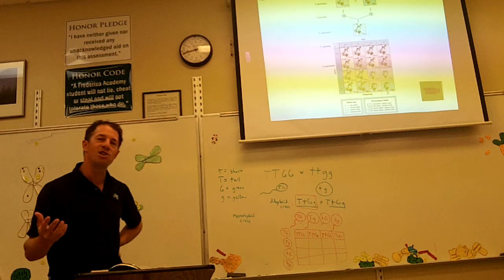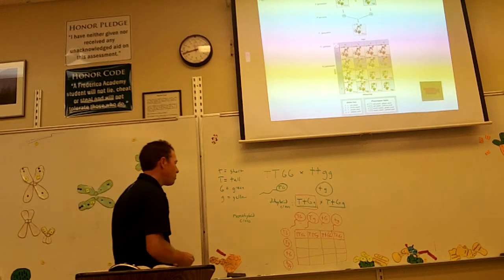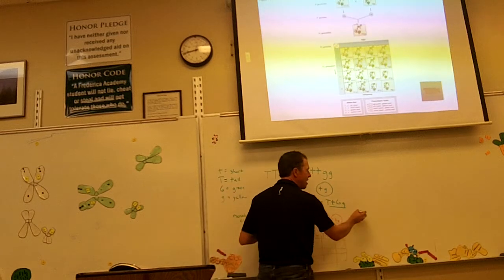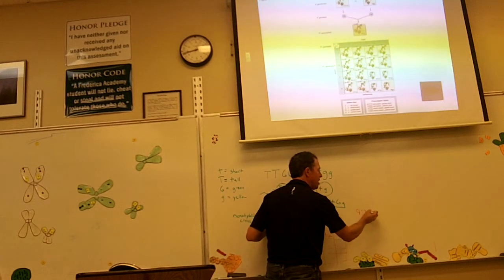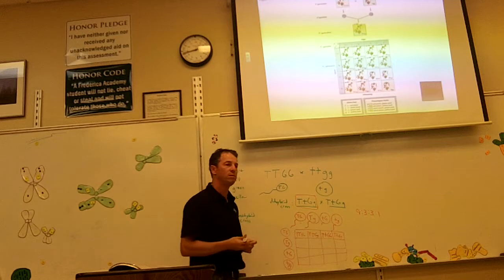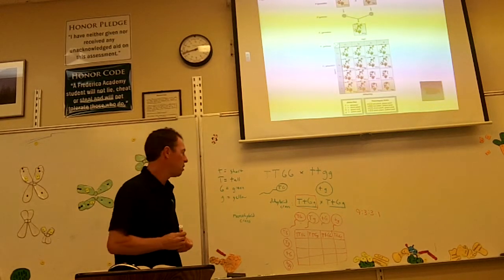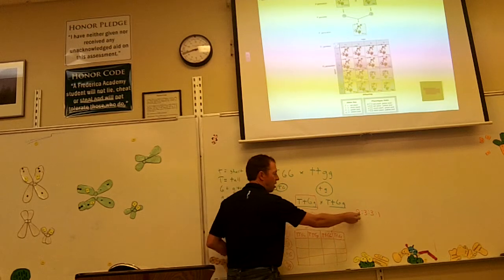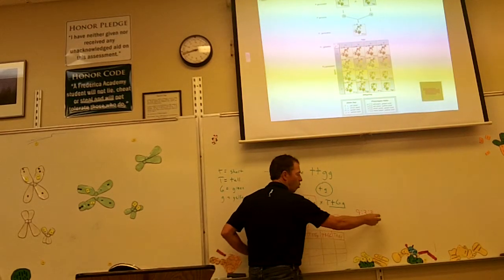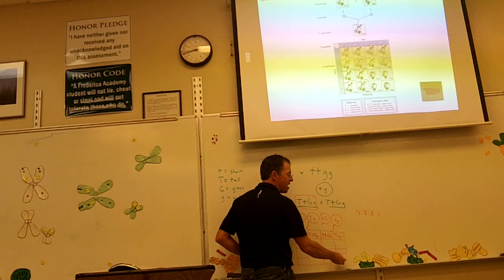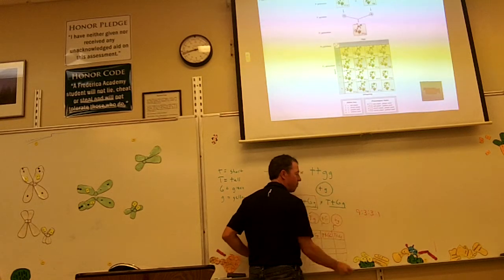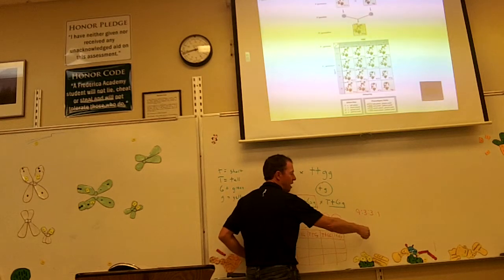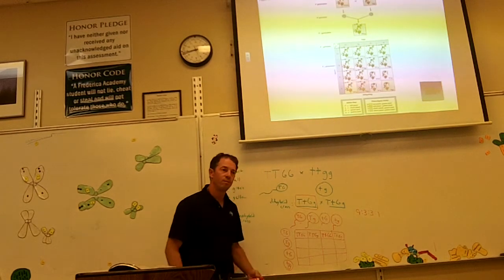This is something you can just go ahead and memorize. In a dihybrid cross, you always get a 9 to 3 to 3 to 1 ratio. 9 of the 2 dominant traits, tall and green. 1 of the completely recessive traits, short and yellow. And 3 tall yellows and 3 short greens.